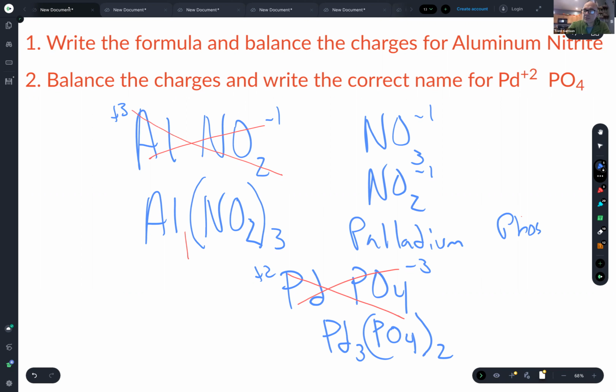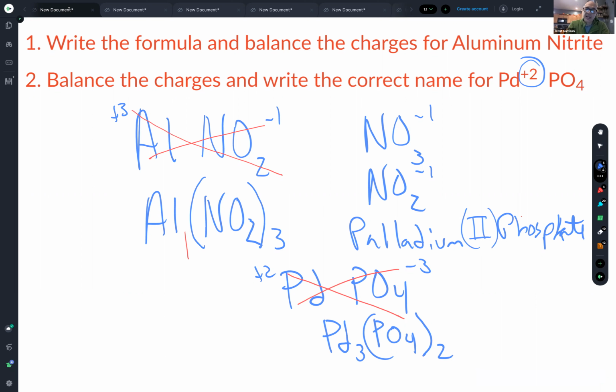But here's the problem. Palladium is a transition metal, so we must reference what its original charge is to put in a Roman numeral for palladium. It should be in parentheses technically. If you don't, that's still okay. So the answer is palladium (II) phosphate. The balanced formula is Pd3(PO4)2.